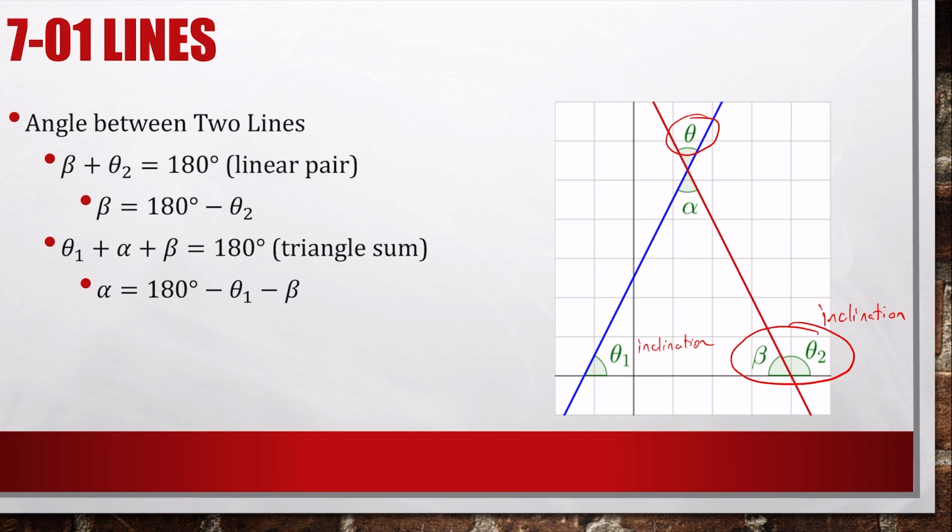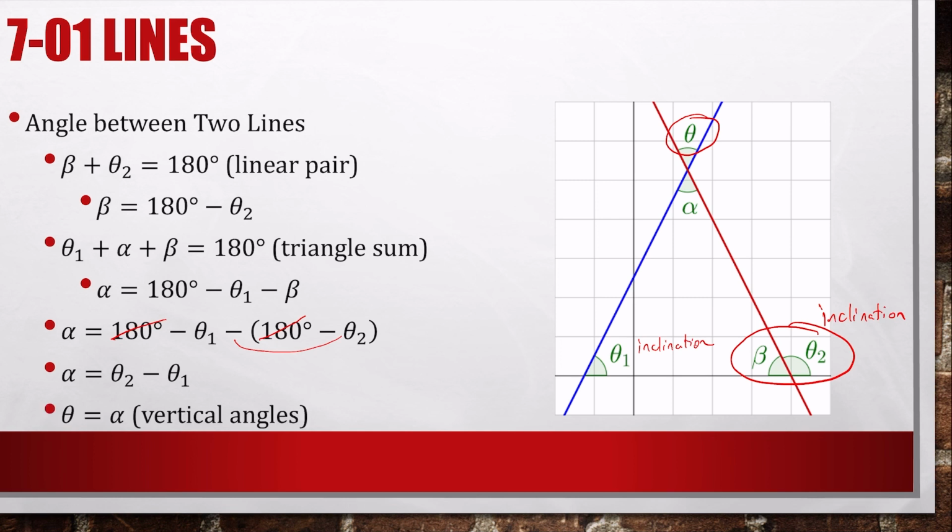Oh wait, but beta is 180 minus theta 2. The 180s will cancel, and we have minus a minus, so that becomes plus. So alpha is theta 2 minus theta 1. So that's just the difference of the inclinations. Well, the angle we're looking for is equal to alpha because they're vertical angles and are congruent. Therefore, the angle between two lines equals the difference of the inclinations.